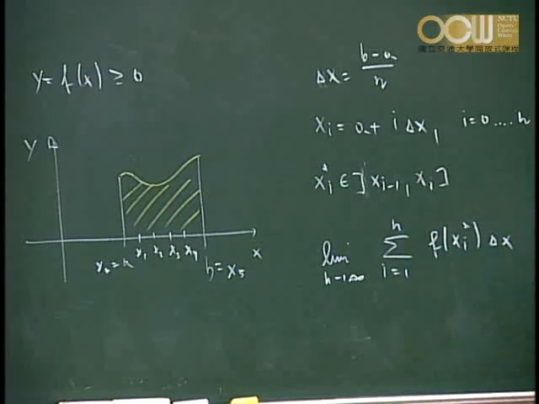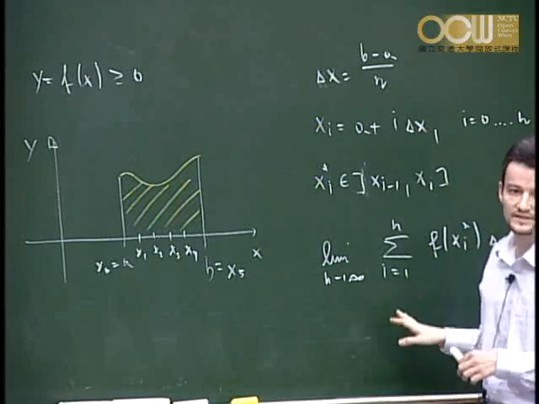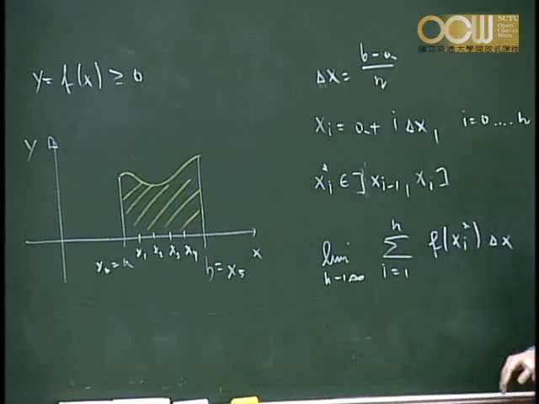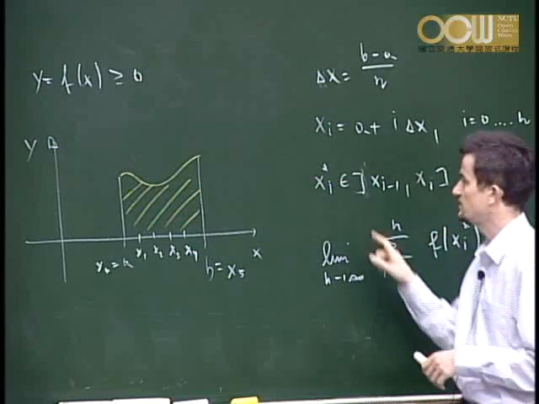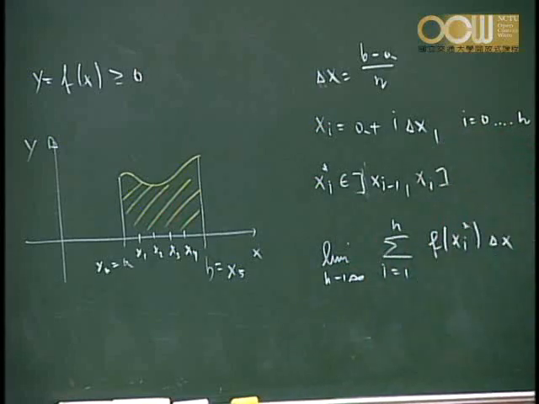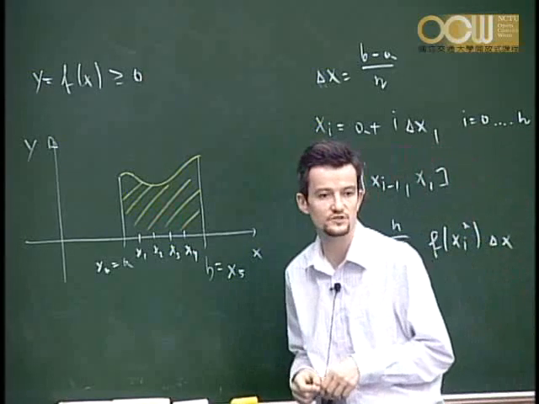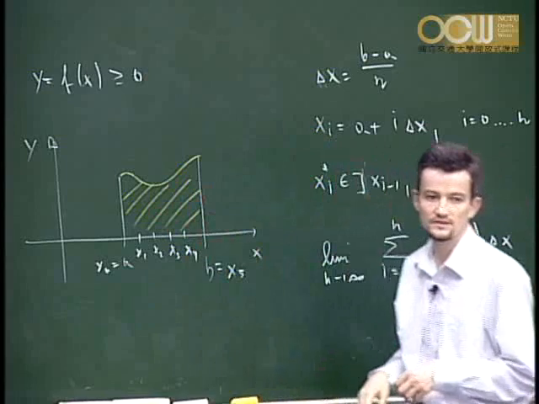But actually, last semester we haven't spent a lot of time discussing under which conditions this limit exists. I just told you that if f is continuous, then it can be proved that this limit exists and is independent of the choice of the sample points. It gives you one number, and this number you take as the definition of this area here.